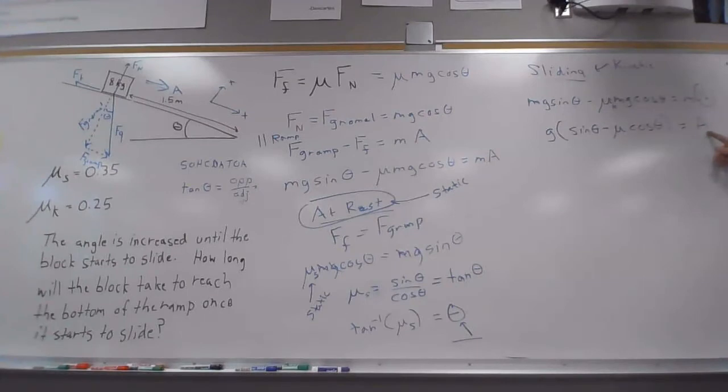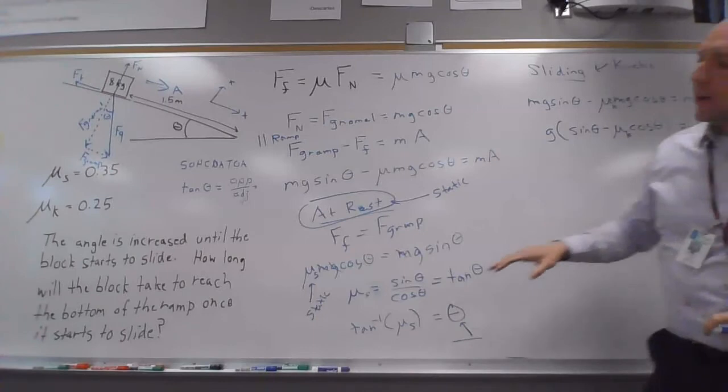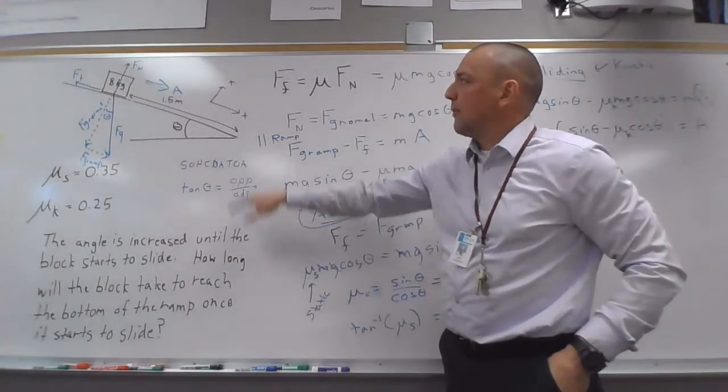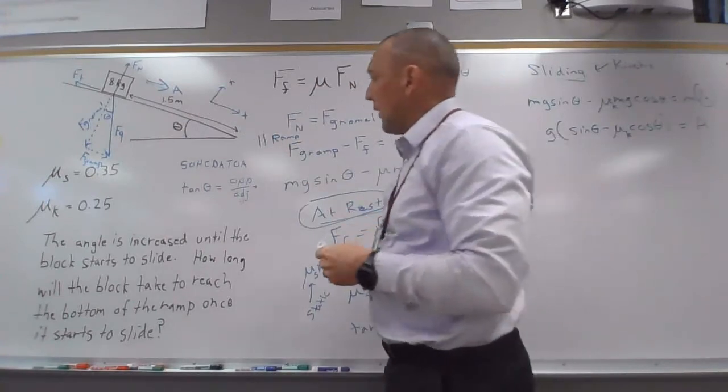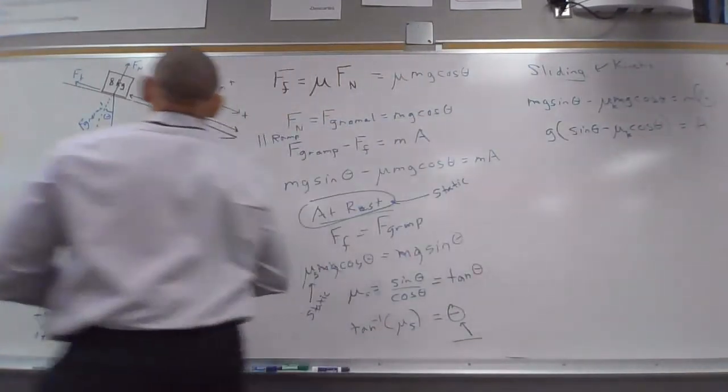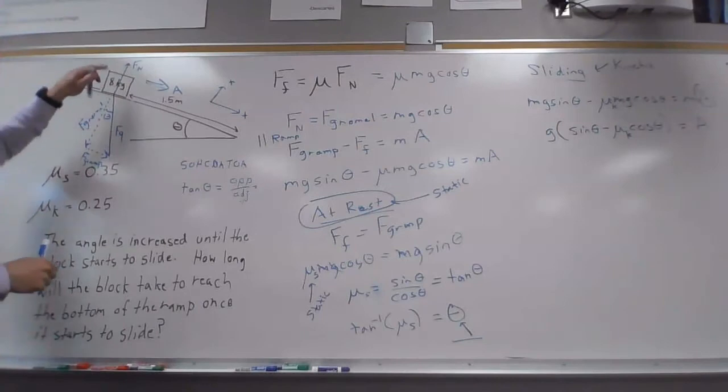And now we need to figure out, once we have the angle in g and the coefficient of friction, here again we're going to be in the kinetic world because it's sliding, we can find the acceleration. And so for the last part here, how long will the block take to reach the bottom? Well, we know the distance, we know the acceleration, we know that the initial velocity is going to be 0 because it's starting in the static world.